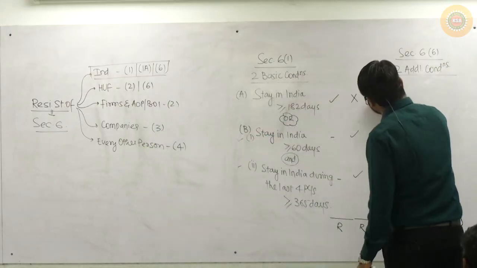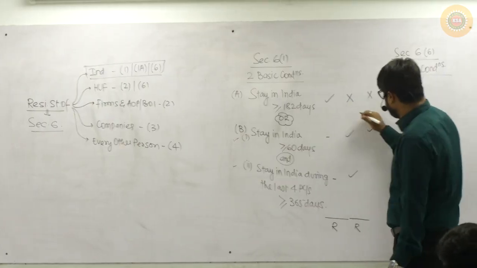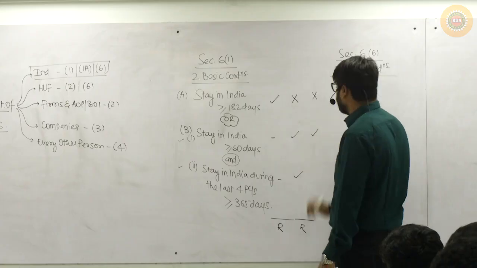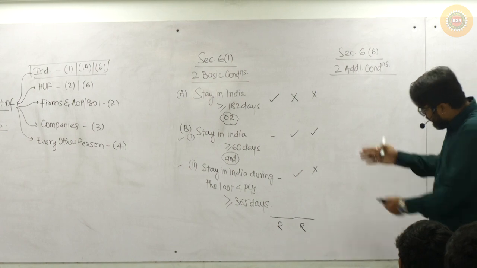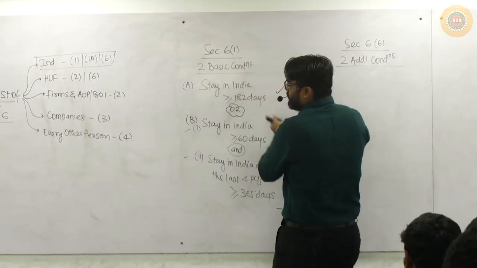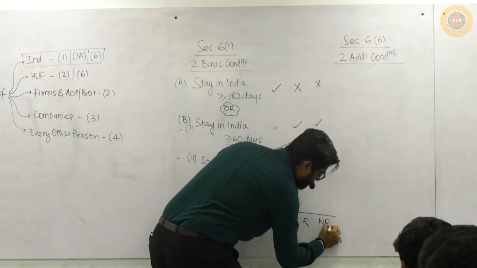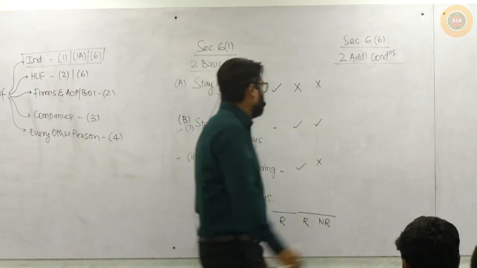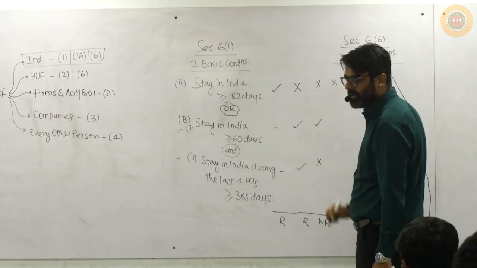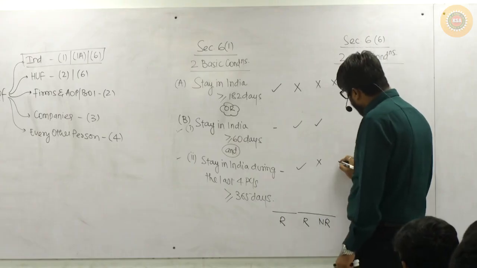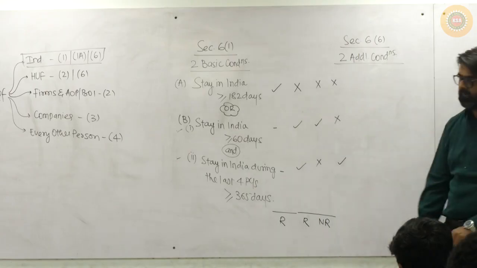What if you have not satisfied this, but you are satisfying basic condition B part 1? Basic condition B part 1 you have satisfied, but sir, part 2 you are not satisfying. Then have you satisfied basic condition B? Have you satisfied basic condition A? So you cannot be treated as a resident. You will now become a non-resident. Sir, I am not satisfying basic condition A. I am satisfying part 2 of the basic condition B, but I am not satisfying part 1 of basic condition B.